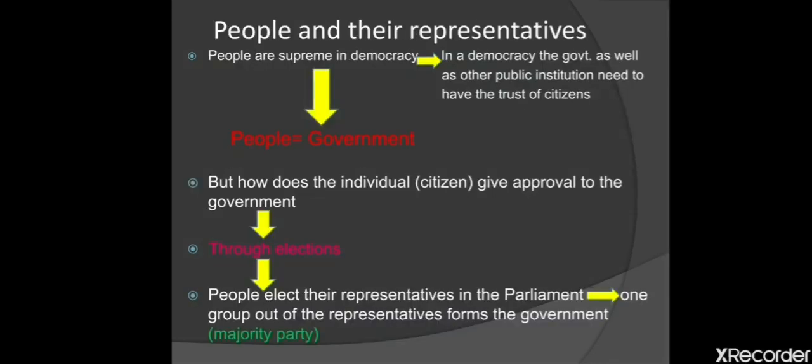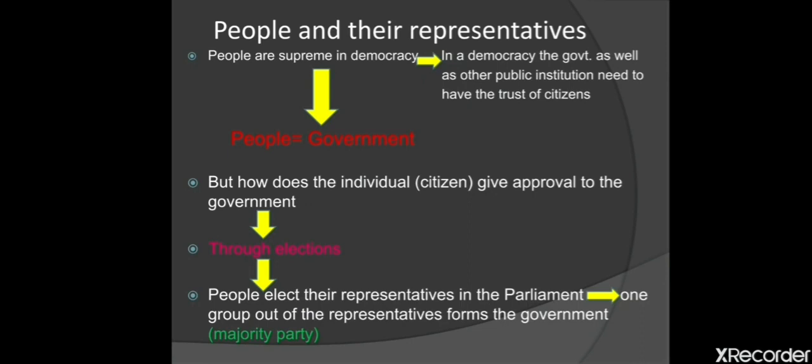Now that we have read why people should decide, that's fine, we agree that people should decide what kind of government should come. But how do they decide, and who are the people whom they send to the parliament?